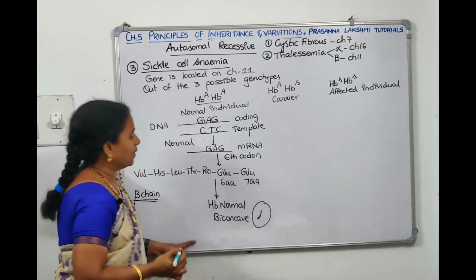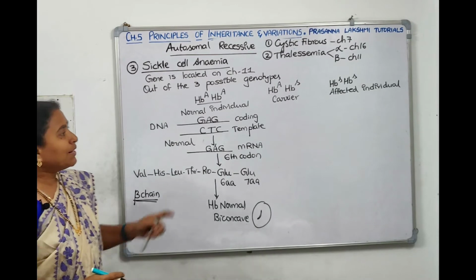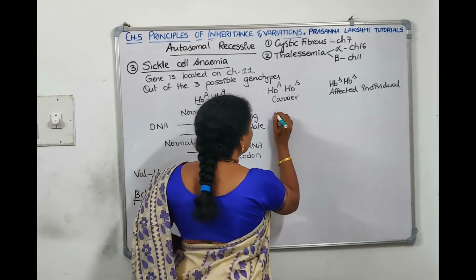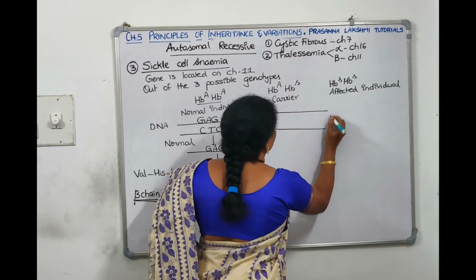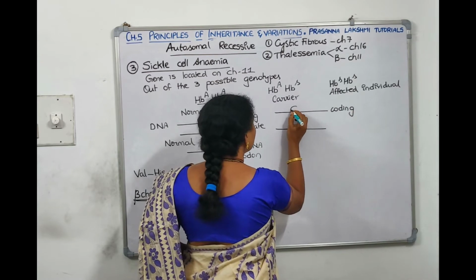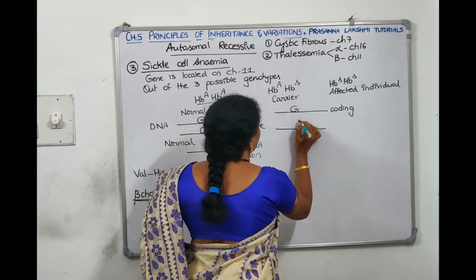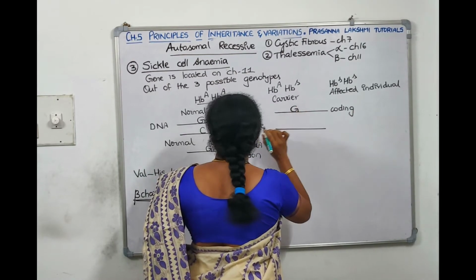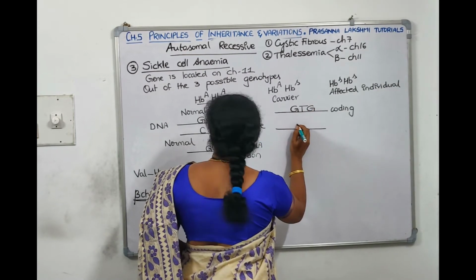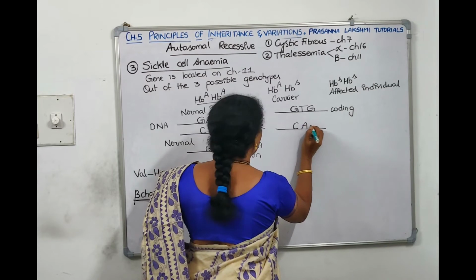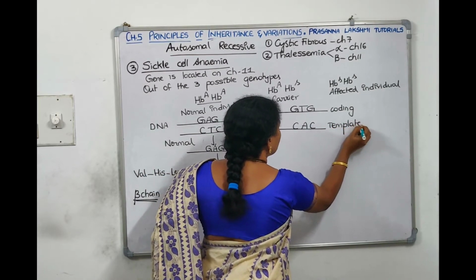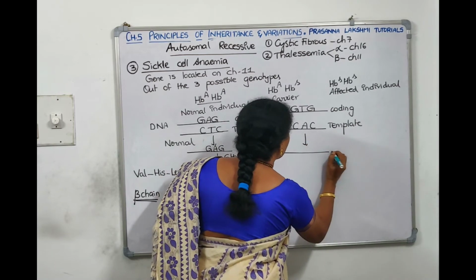It will be biconcave in shape, right? So when we take the HBS mutated gene, on the coding strand we have a sequence where A gets converted to T, so it becomes GTG. Then here it gets converted to CAC on the template strand. Then this codes for an mRNA.